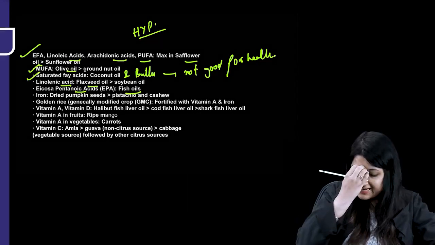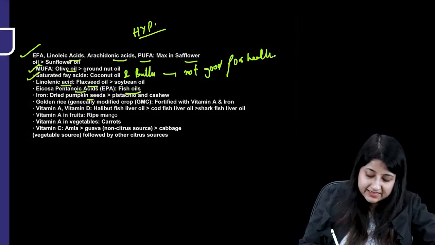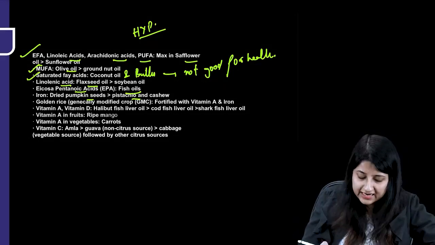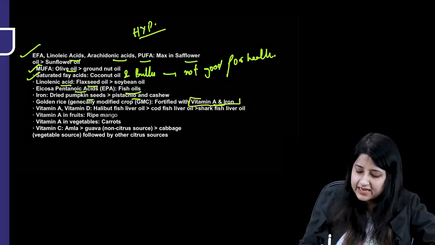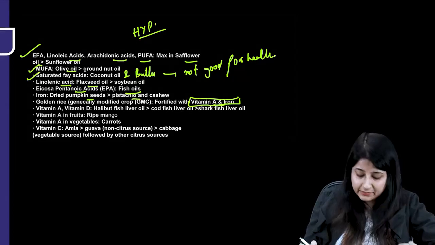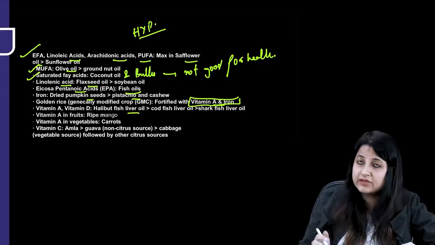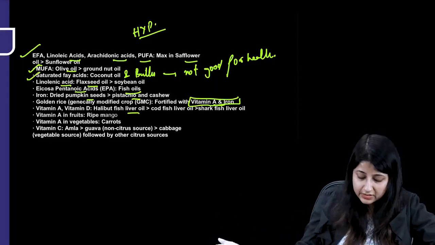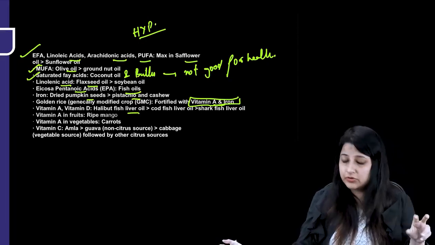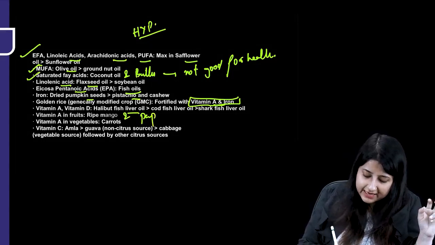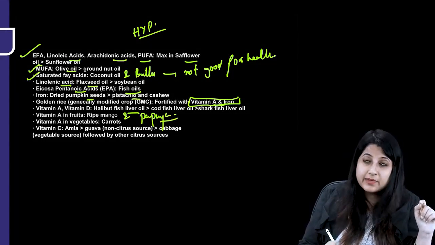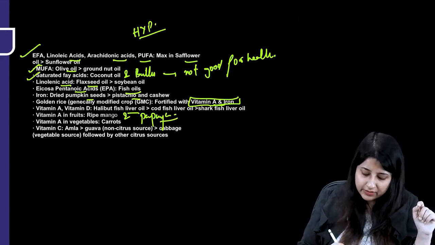The richest source of iron is dried pumpkin seeds, then pistachio and cashew, and green leafy vegetables. Golden rice is a genetically modified crop, which is fortified with two things: vitamin A and iron. Vitamin D richest source is halibut fish liver oil. This we'll do separately also. Vitamin A from any fruits? Yes, ripe yellow fruits, basically mango and papaya. Vitamin A in vegetables is in carrots. For vitamin C, amla is the richest source.